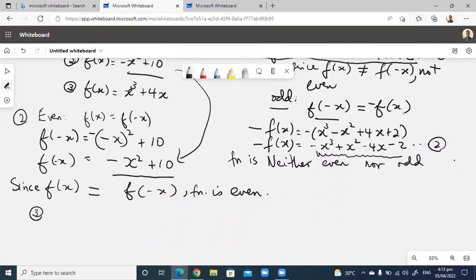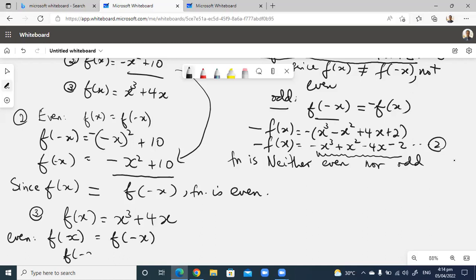Right, question 3 now. F of x is x cubed plus 4x. Working out f of minus x, well, I'm checking to see if it's even, right? It's even if f of x is equal to f of minus x. So f of minus x is equal to minus x to be cubed plus 4 times minus x, which is minus x cubed minus 4x, right?